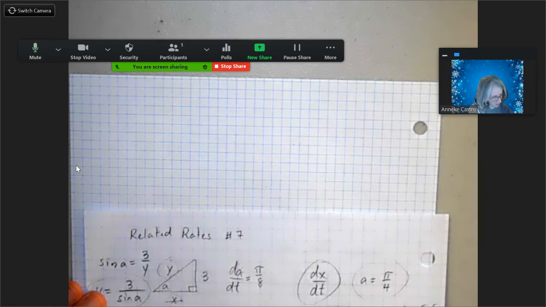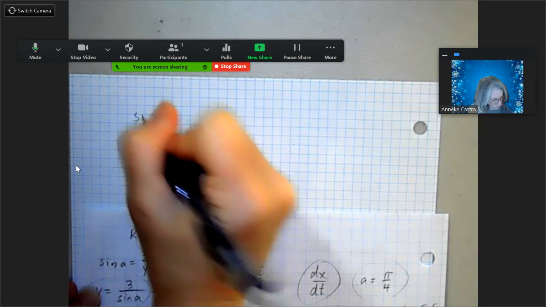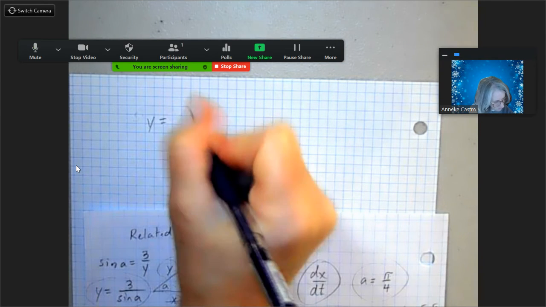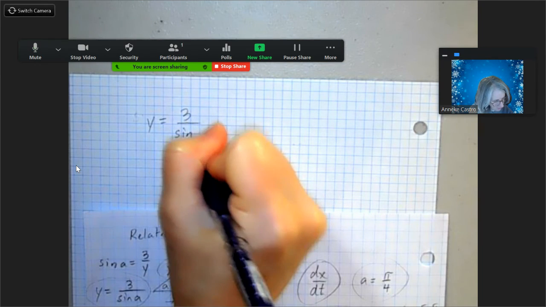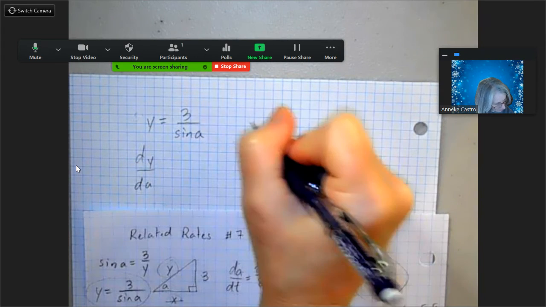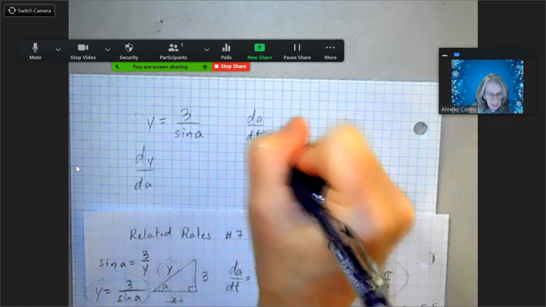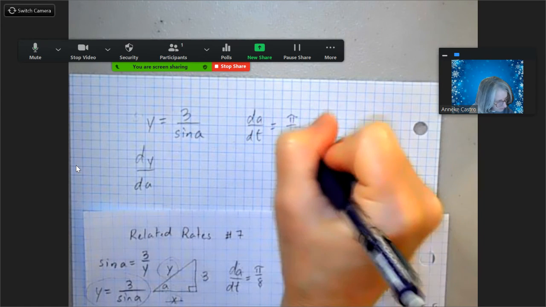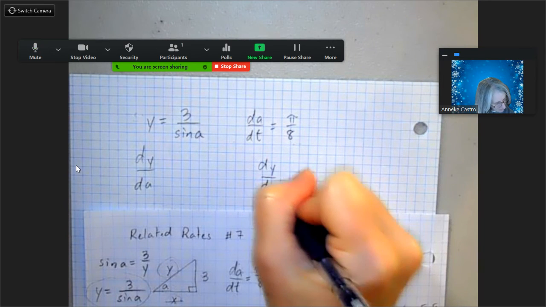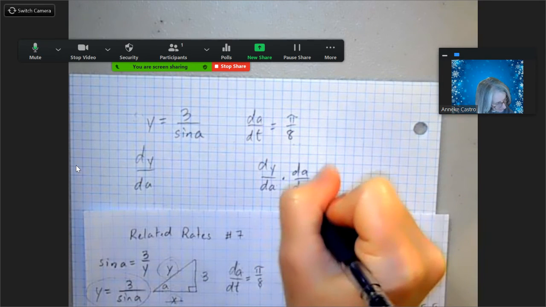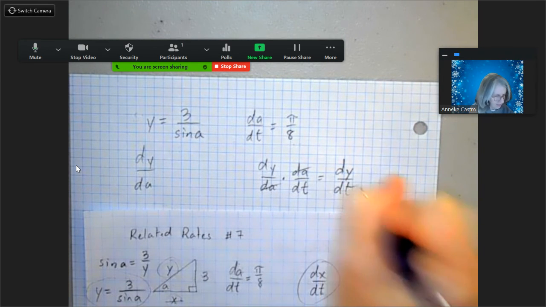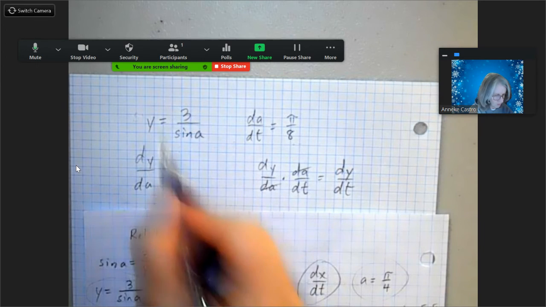Okay, so let me put this on another piece of paper. y equals 3 over sine A, and I'm going to find dy dA, and I already know dA dt is equal to pi over 8. So I will be able to do dy dA times dA dt. The dA's will cross out, and that'll leave me with dy dt. Okay, so I'm good. All I've got to do now is find the derivative of this.